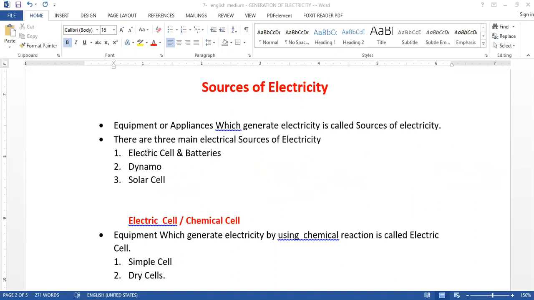These are the three main electrical sources that produce current: electric cells or batteries, solar cells, or a dynamo. You might have seen a dynamo in your bicycle; it produces the current. We'll see the dynamo later. So these are the main electrical sources of current. Got it? Clear?